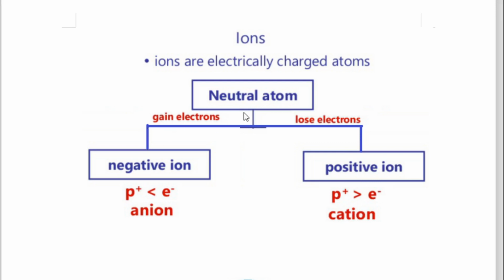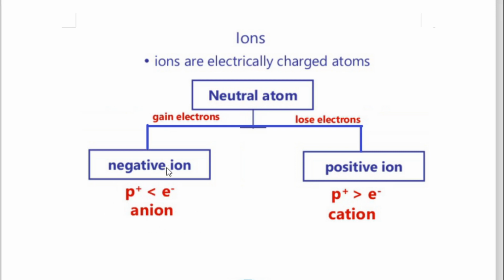Come to the left hand side. When a neutral atom gains the electron, upon gaining the electron, the negative charge is increased, meaning the total electronic charge, here E minus, is greater than the positive charge. So the positive charge is less and the negative charge is more, and that is called an anion.